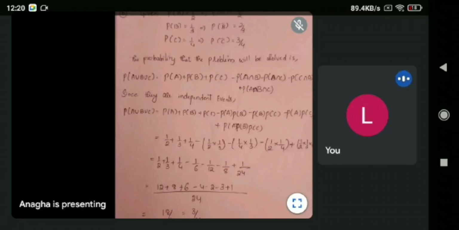So by substituting, we have the values 12 plus 8 plus 6 minus 4 minus 2 minus 3 plus 1, divided by 24, which gives us 18 by 24, which when reduced gives us 3 by 4.